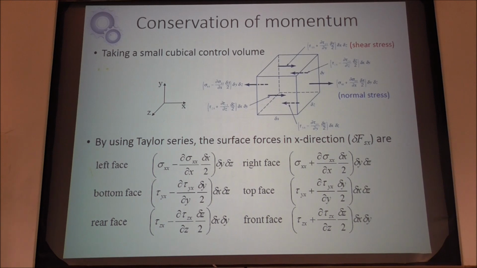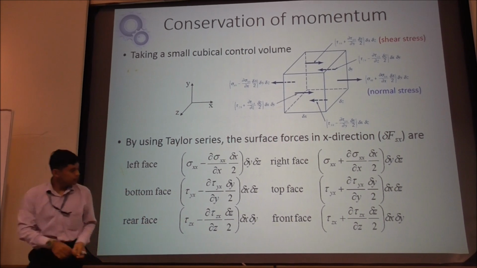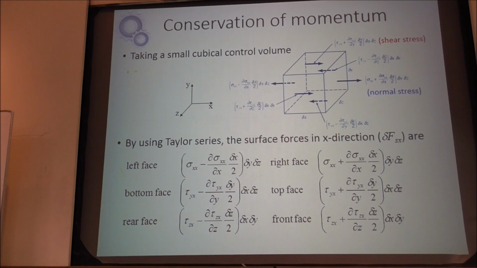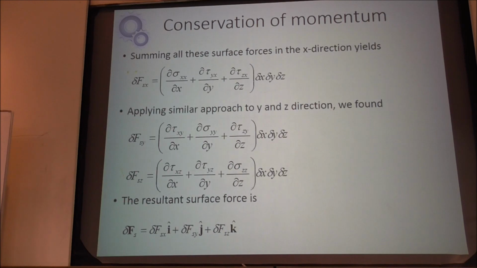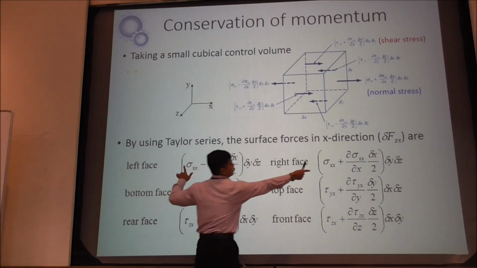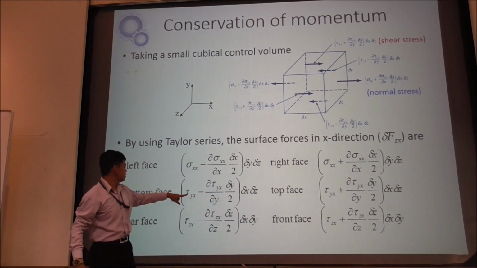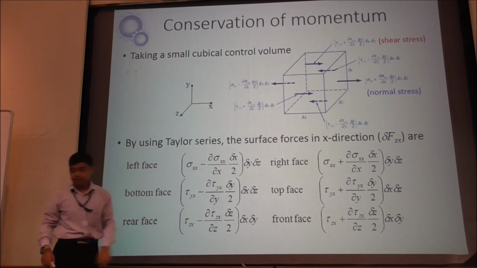Taylor series is there again. So you have left, right, front, rear, top, bottom. In total, you have 1, 2, 3, 4, 5, 6 faces, right? For a cube. Now if you sum all of those, you take sigma_xx. This, so right face minus left face, top minus this, minus that.